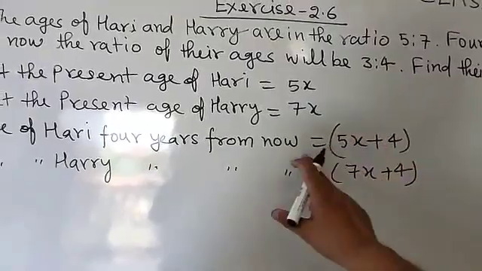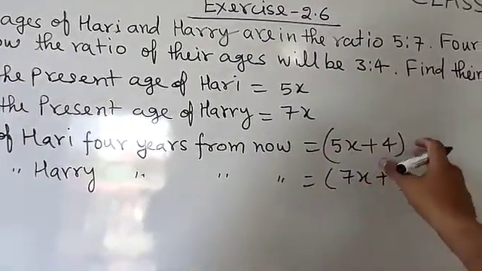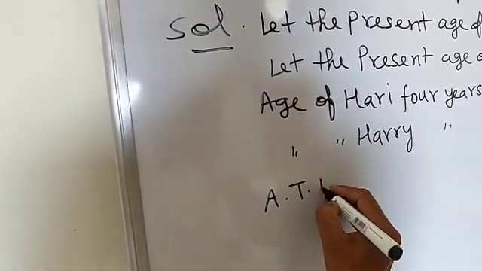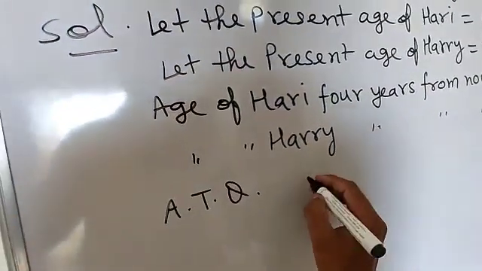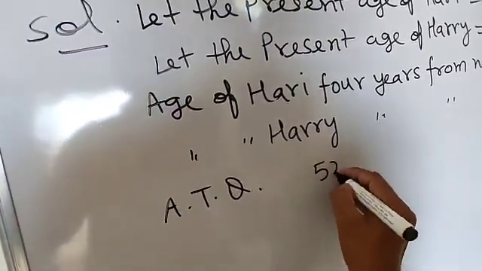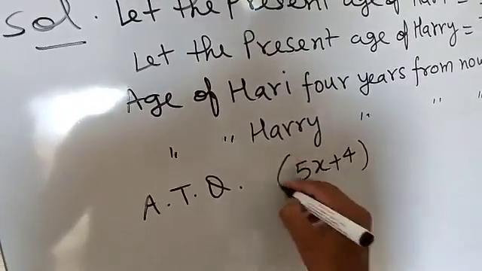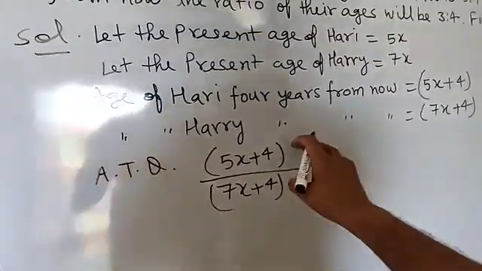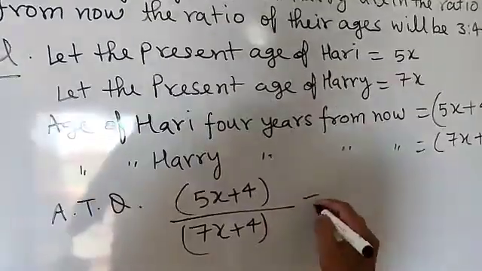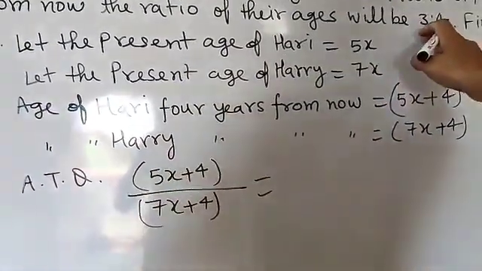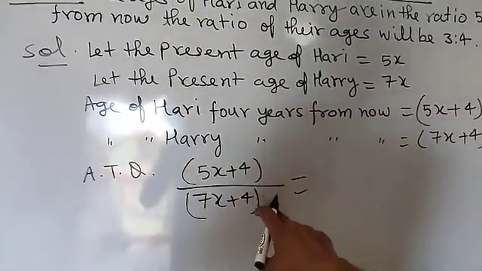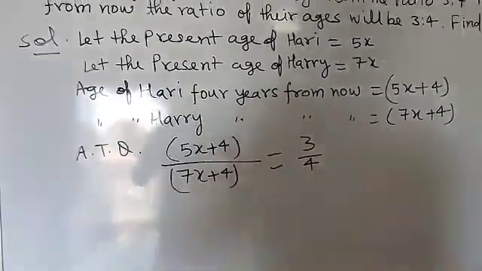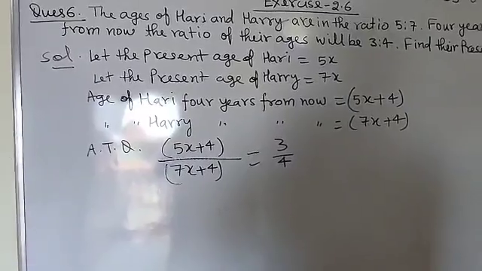Now it is given that whatever the ages will be after 4 years, their ratio is 3:4. It means according to the question, 5x plus 4 upon 7x plus 4. That is the way to find the ratio, age of the first one divided by age of the second. It is equal to the ratio of both the persons' ages after 4 years, that is equal to 3:4, that is 3/4. So here you got the equation. Now you need to solve this equation and you will find the value of x.